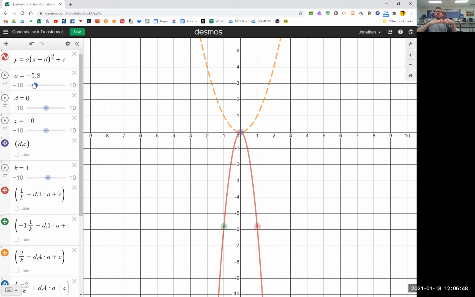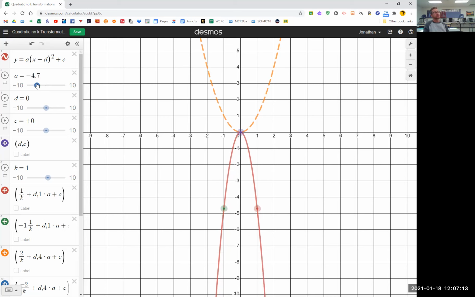One way we would say this is reflected in the x-axis. The x-axis is the horizontal axis. When A is negative, this is reflected over the x-axis. And of course, if A is a big negative number, then it's reflected over the x-axis and stretched vertically. Looks skinny, but it's actually stretched vertically.